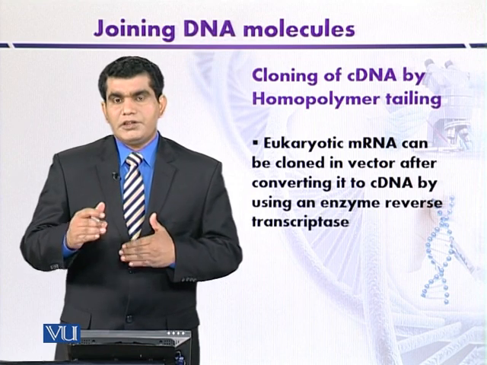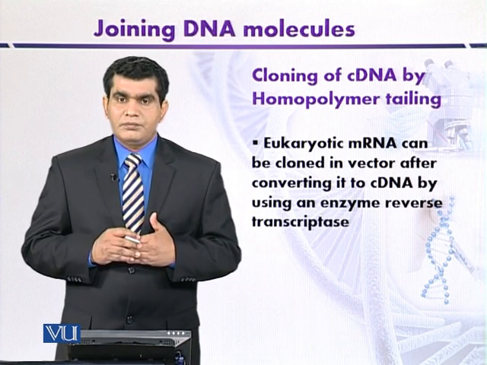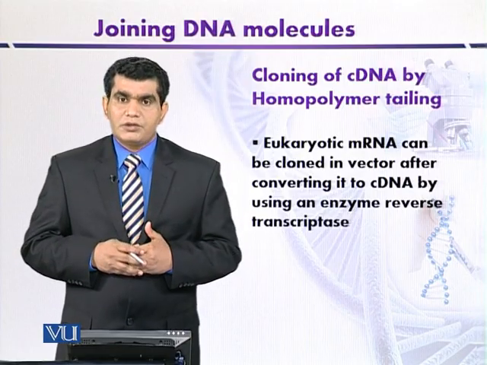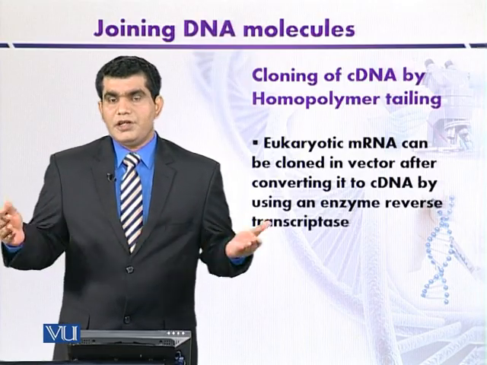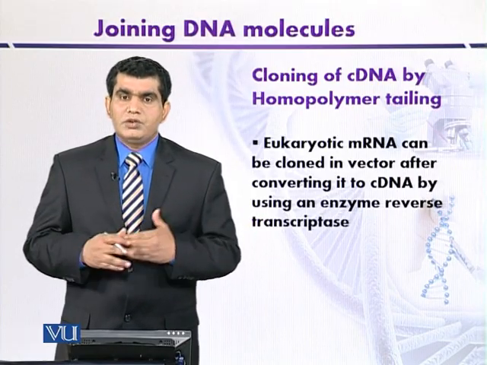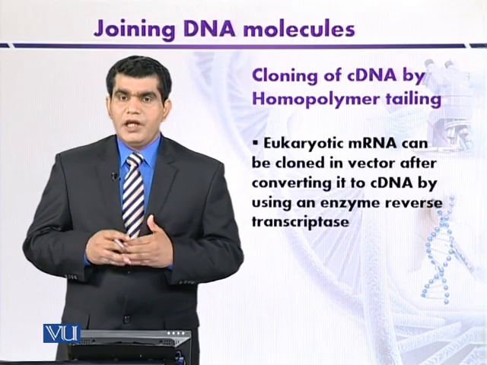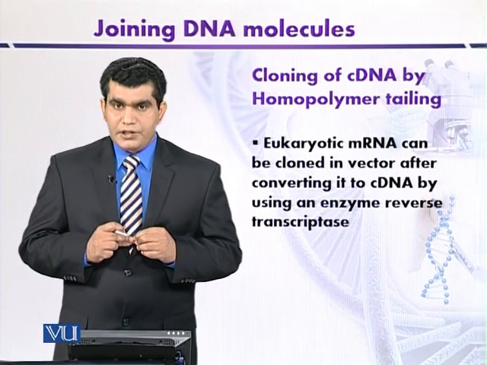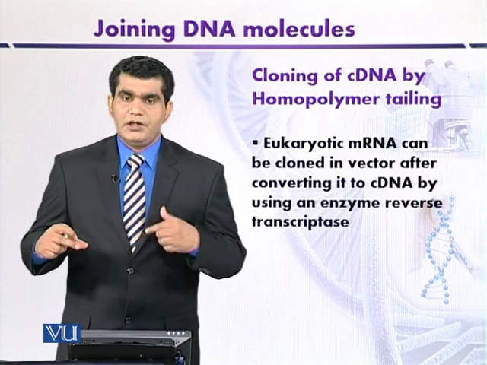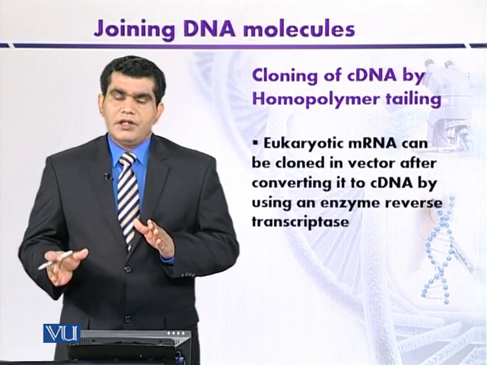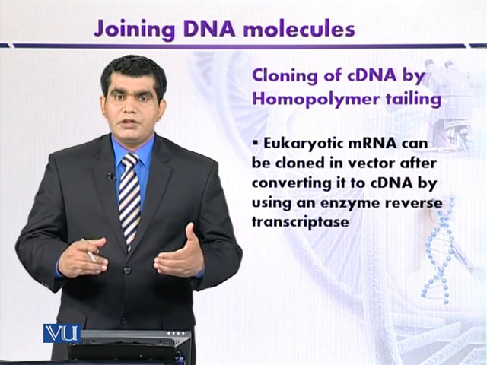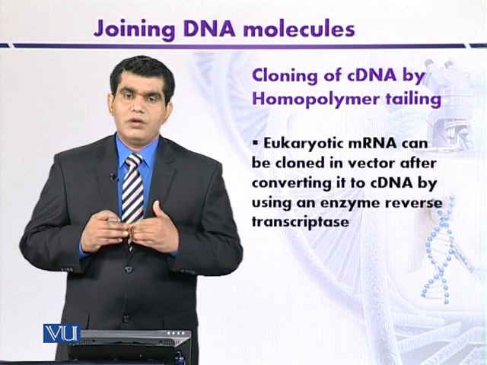So after the synthesis of the first strand of the DNA, the second strand synthesis is carried out by the use of DNA polymerase. So finally we will have two DNA strands, and then with this double stranded DNA we can introduce homopolymer tailings, as I explained to you, and then it is ligated with the vector DNA, and then it can be introduced into a suitable host organism.